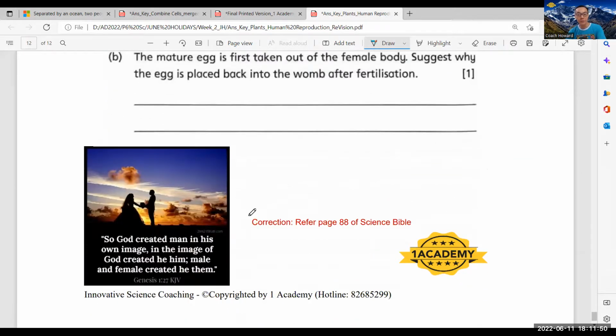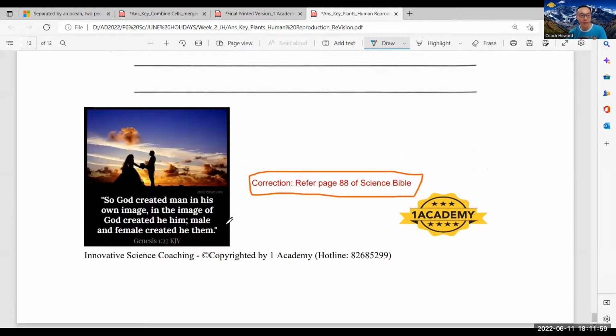Okay, so my book is actually page 88. My book is also nicknamed the Science Bible. Okay, so remember, we are not from apes or from monkeys. God created us in his image. Okay? God created man in his own image. In the image of God created he him. He means the man, male and female, created he them.